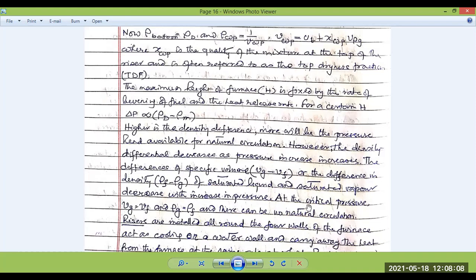At the critical temperature, Vg is equal to Vf and rho g is equal to rho f, and there can be no natural circulation itself. Critical means the volume of the gas and the volume of the fluid are the same.